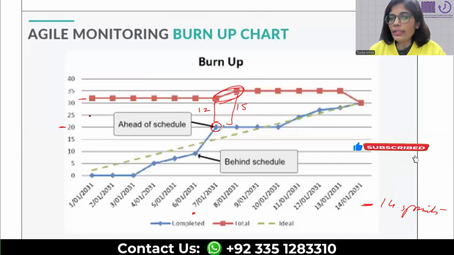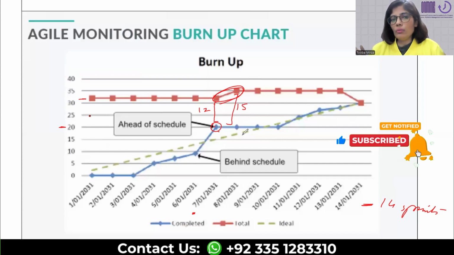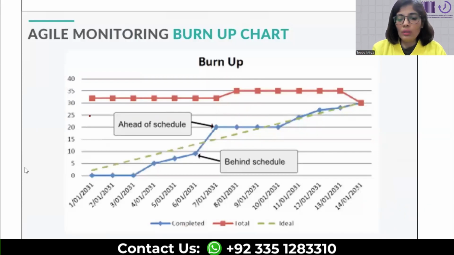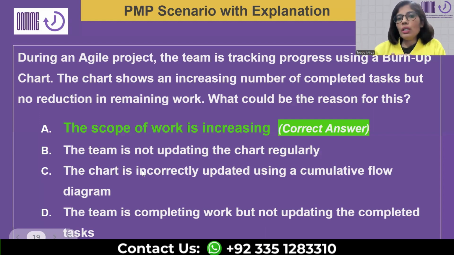So if I go back to that situation, the team is tracking progress using a burn-up chart, and the chart shows an increasing number of completed tasks. By the time the 7th sprint ended, we were done with 20 items collectively, but the amount of remaining work, which should have been 12 by that time, is now 15. It's not reducing. In fact, it's increasing in this situation.